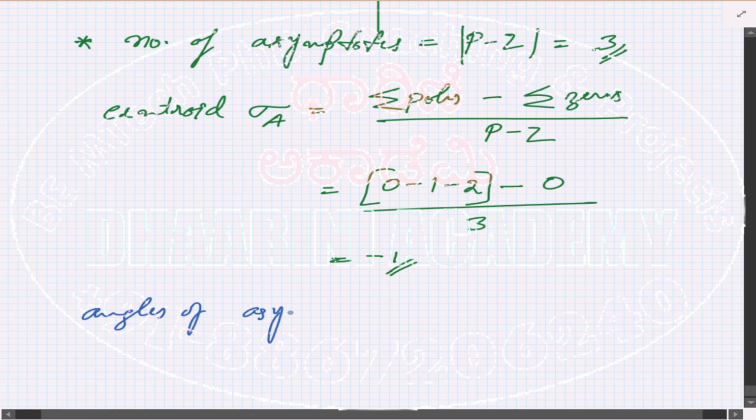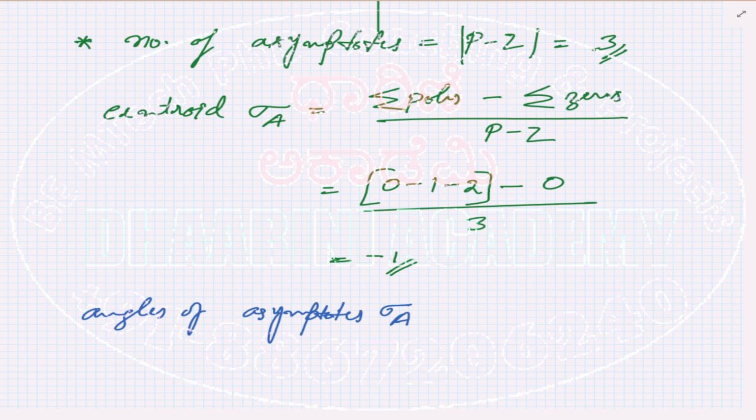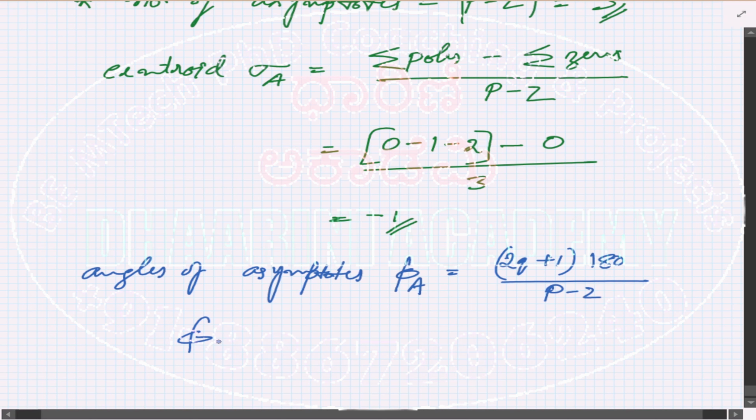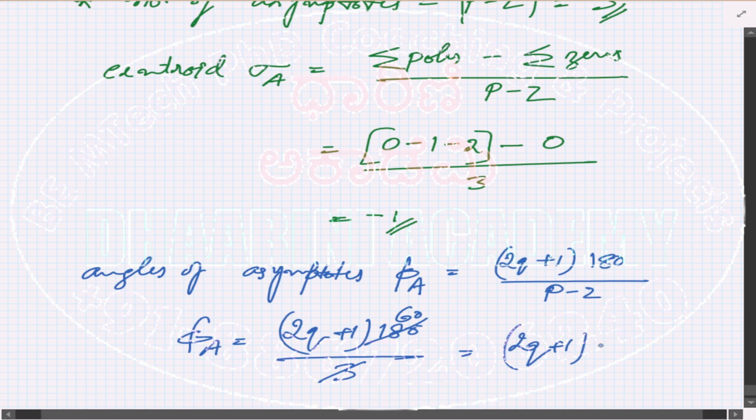Angles of asymptotes, sigma, okay, not sigma, phi, right? So this is phi a. What is the equation? That is 2q plus 1 times 180 degrees, all divided by the number of asymptotes, that is P minus Z. So in this case the phi a will be equal to (2q plus 1) into 180 by 3, so this is 60, right? So (2q plus 1) into 60 degrees.